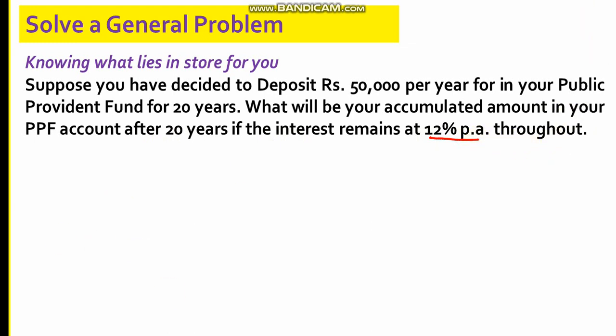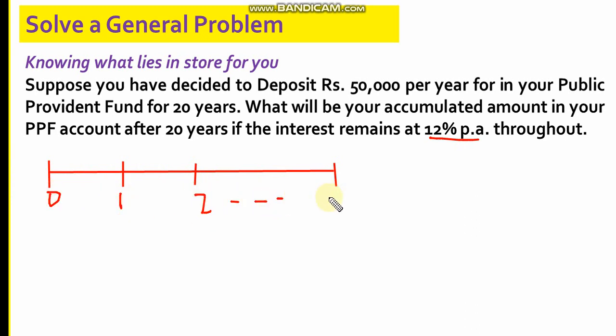So whenever we get a problem, our basic approach of handling a problem is to draw a timeline. In a timeline, we first draw different points. Suppose it is year 1, 2, 3, 4 to year 20. So let me write that we are starting at year 0, then year 1, year 2, and then we are moving towards year 20.